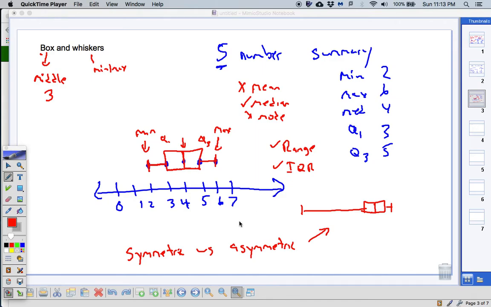Okay? So make sure you understand how to read this box, because it may give you just this box and whiskers plot and ask you a question like, what's the range of this thing? What does its standard deviation look like? Which is talking about being symmetric or asymmetric. All right. So let's go ahead and look at the next one.